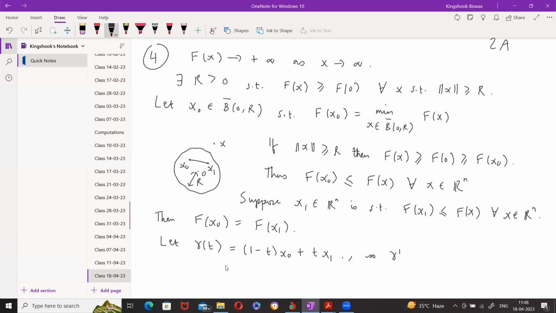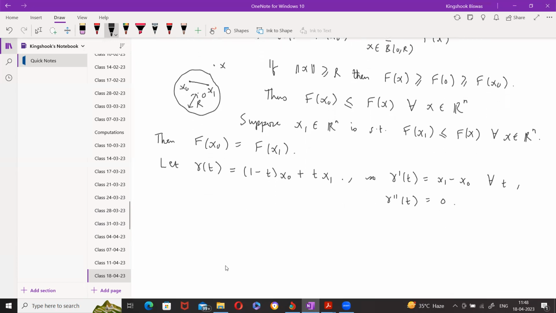So gamma prime t is equal to x1 minus x naught for all t, and gamma double prime t is what? What is gamma double prime t? 0. Okay. Anyway, since this is a straight line, we don't need gamma double prime t actually.